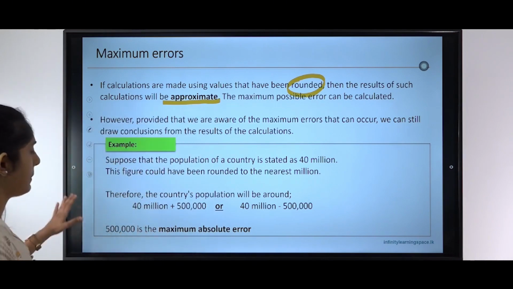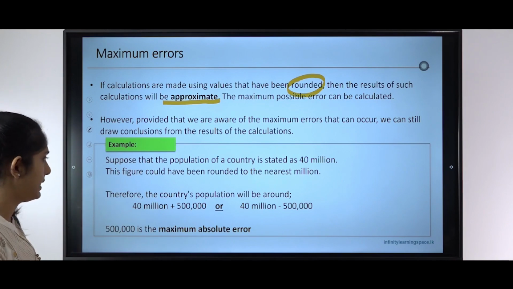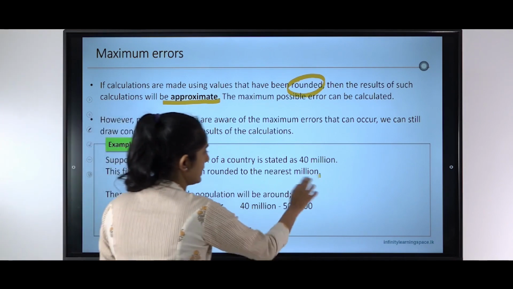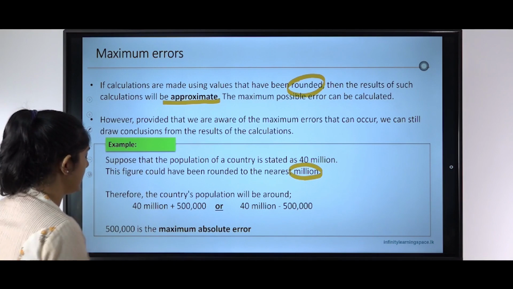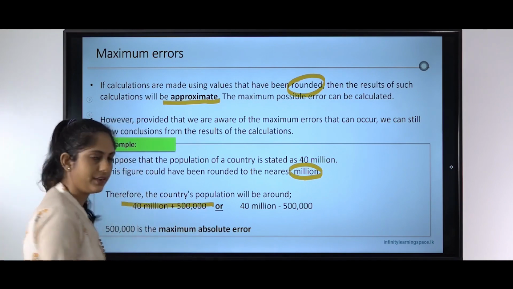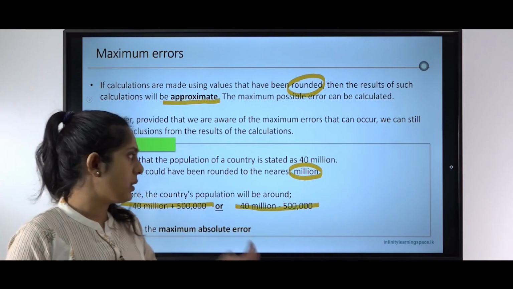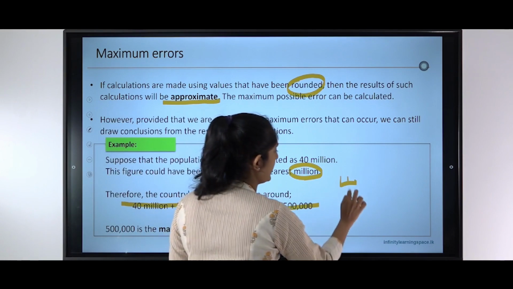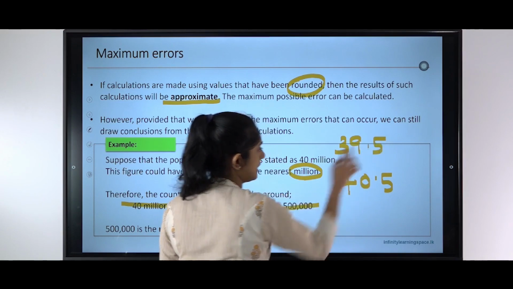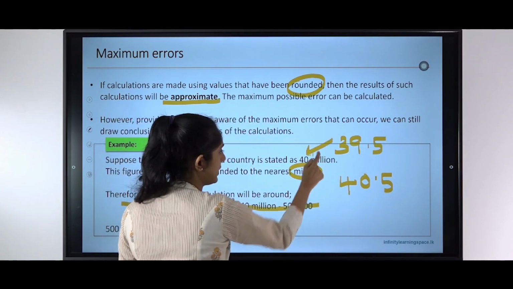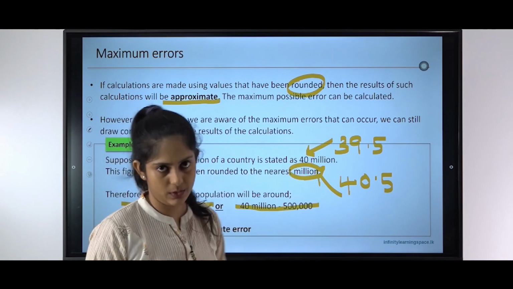So imagine, suppose that the population of a country is stated as 40 million. This figure could have been rounded to the nearest million, right? Therefore, the country's population will be around 40 million plus 500,000 or minus 500,000, correct? Because it could have been 40.5 million or it could have been 39.5, which we brought down to 40 or brought up to 40.